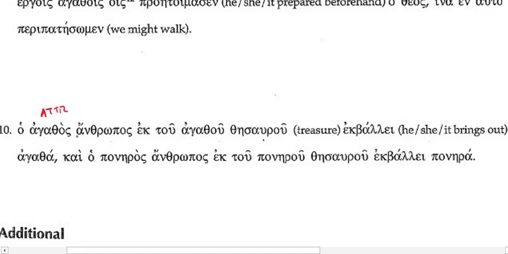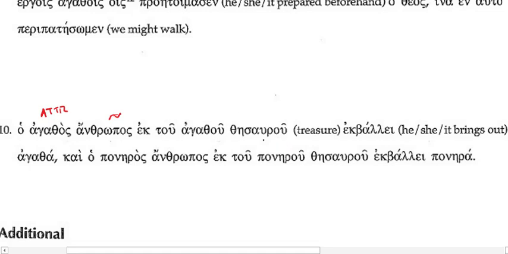So, attributive use. Now, does this follow the rules for attributive adjectives? Yes. Is there a noun that it accompanies? Yep, anthropos is my noun. Does it agree with anthropos in case, gender, and number? Yes. And since it's definite, is there an article in front of the adjective? Yes, so this fits the profile. Okay, so the good man, ek tou agathou thesaurou. How do you translate that? From the good treasure.